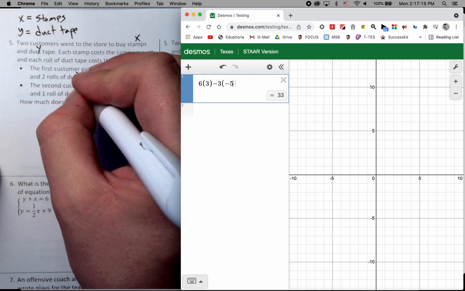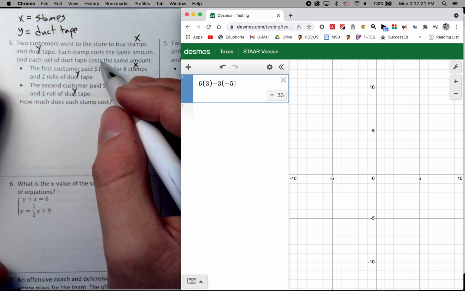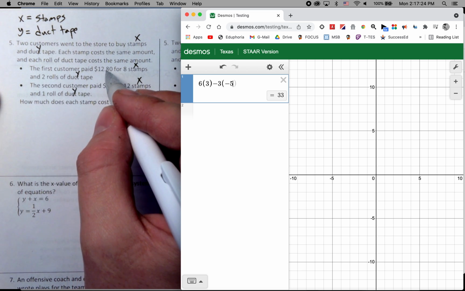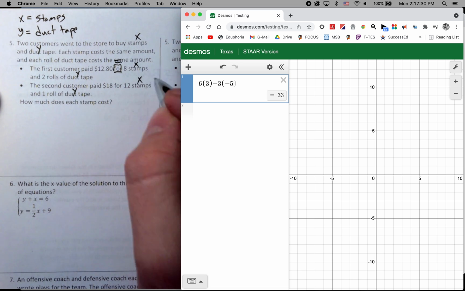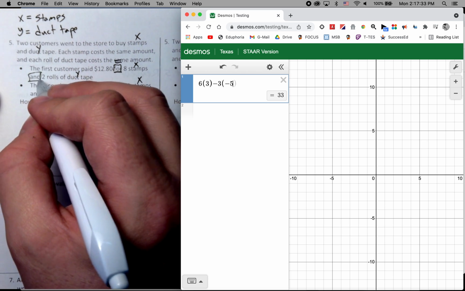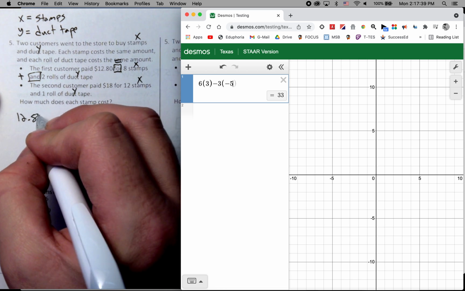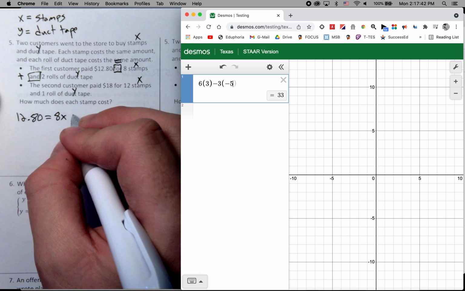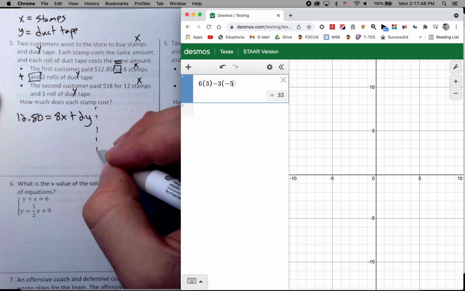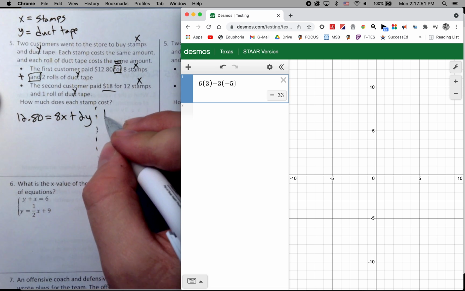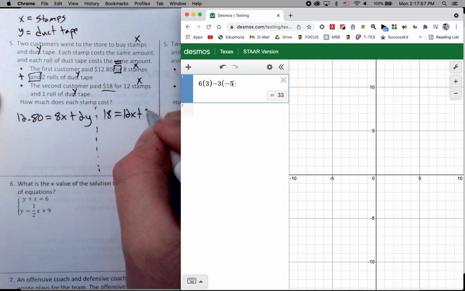Okay, X, Y, X, Y, because this is going to help me set up my equation. So it says I paid $12.80 for 8 stamps. When you see this word for, that usually means equals, and it does here. And in math, when you see the word and, that tells me plus. So my first equation will literally be $12.80 equals 8x plus 2y. And then my second equation will be $18.4 equals 12x plus 1y, or just y.